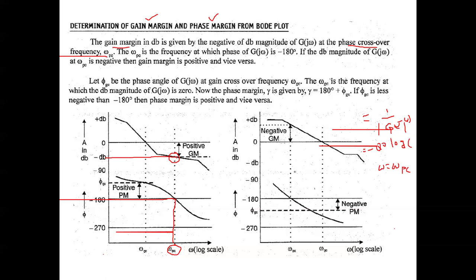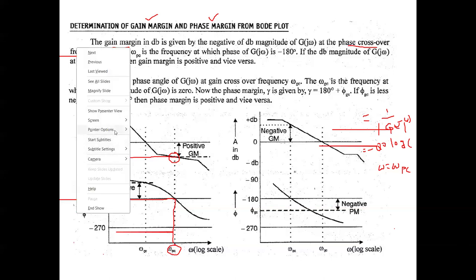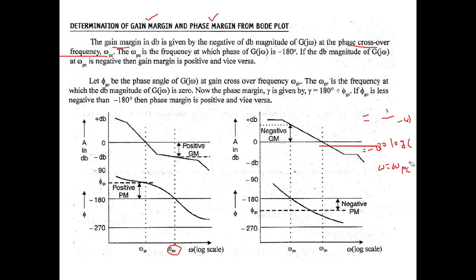How to calculate the gain margin? The gain margin is the reciprocal of the magnitude, and it is calculated at the phase crossover frequency. The phase crossover frequency is nothing but the frequency at which the phase angle is minus 180 degrees. That means exactly at that value, how much magnitude will be there? That magnitude you can take directly.